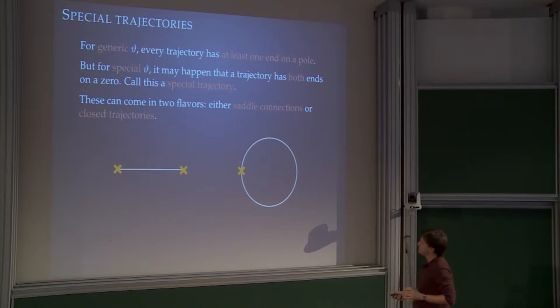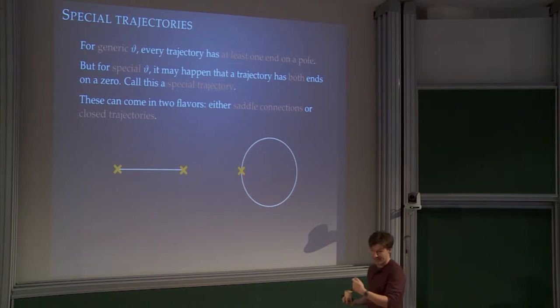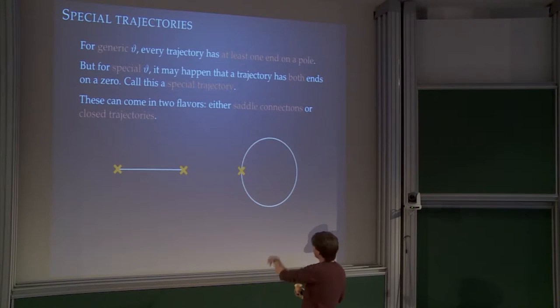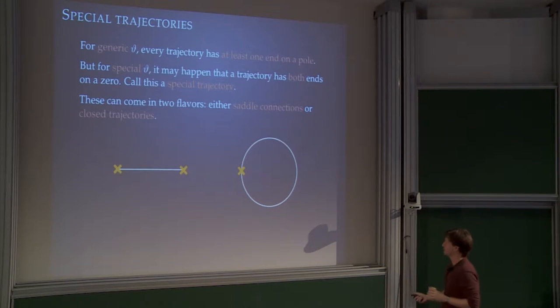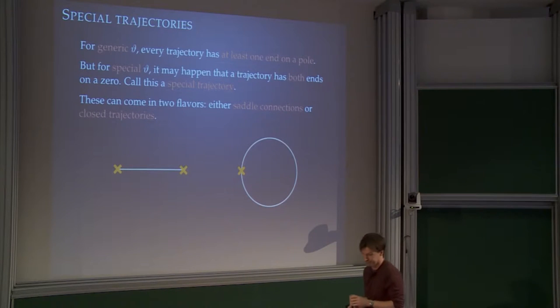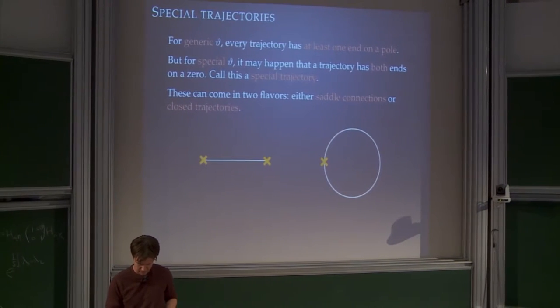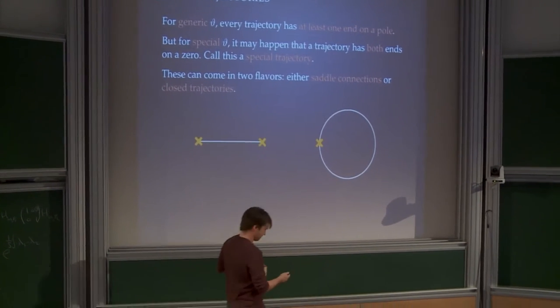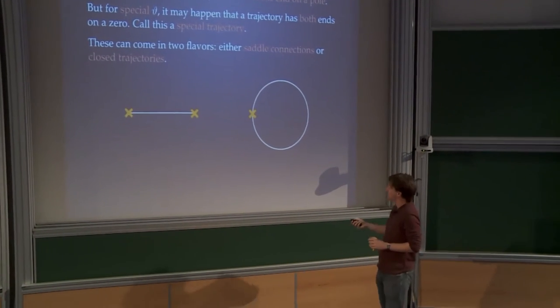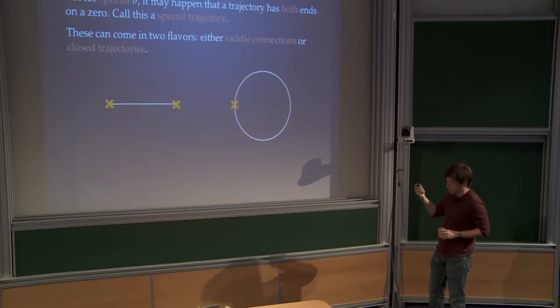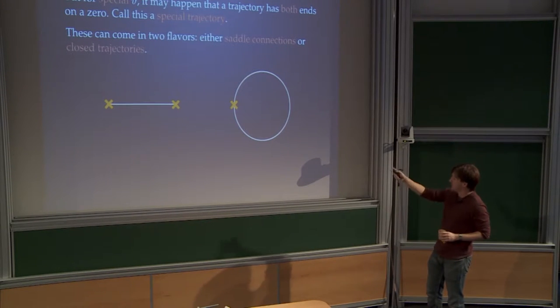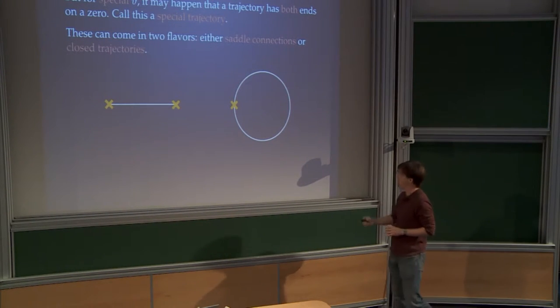And those things come in two flavors. You could have what we call a saddle connection, which is what we saw in the last picture, one which begins at one zero and ends on another one. Or you could have a closed trajectory, which is a trajectory that begins at a zero, travels around, and comes back to the same zero. So the moments when this critical graph suddenly jumps are exactly the moments when one of these special trajectories appears.